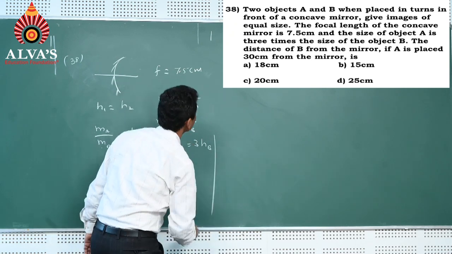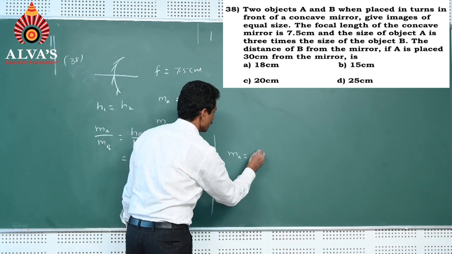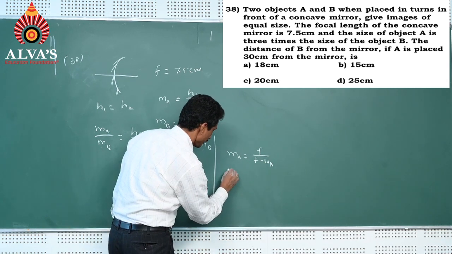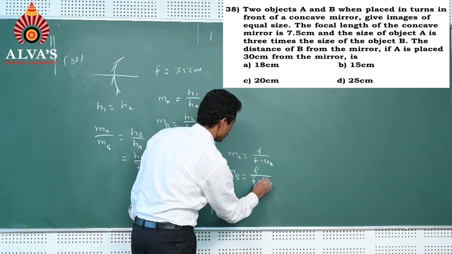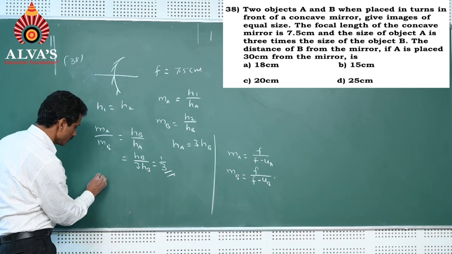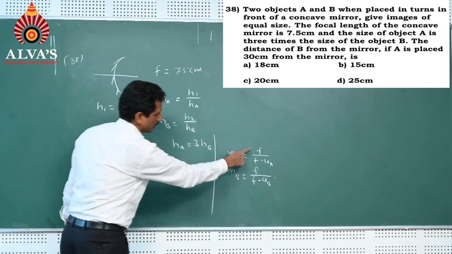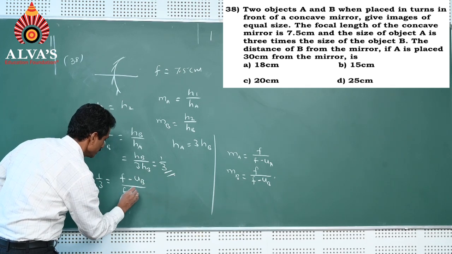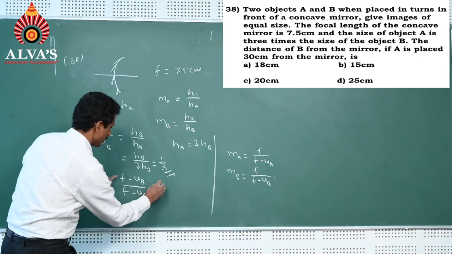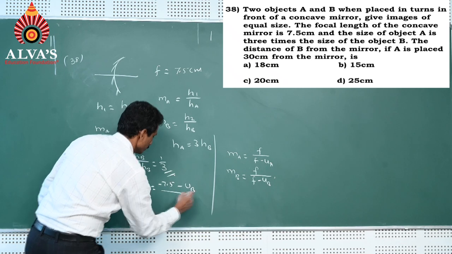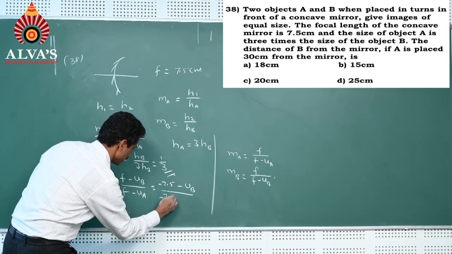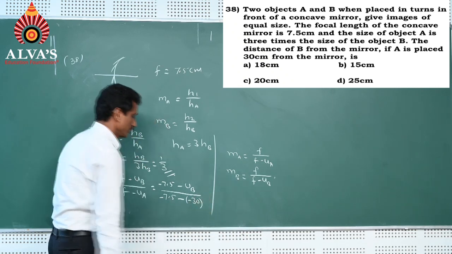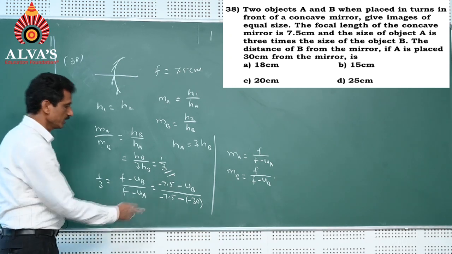You know, magnification MA in terms of focal length and object distance is F divided by F minus UA, and MB is equal to F divided by F minus UB. Therefore, taking the ratio, 1 by 3 is MA by MB, the F's cancel. Therefore, F minus UB divided by F minus UA, using sign convention, is minus 7.5 minus UB, where I don't know whether it is positive or negative, divided by minus 7.5 minus UA, minus of minus, given 30. The object distance from the mirror for A is given.